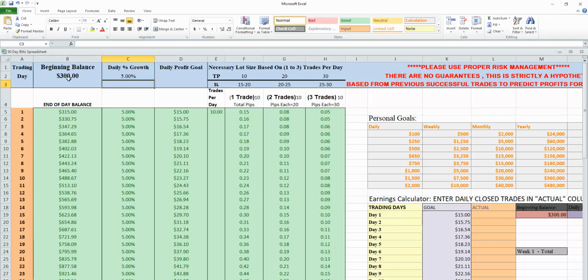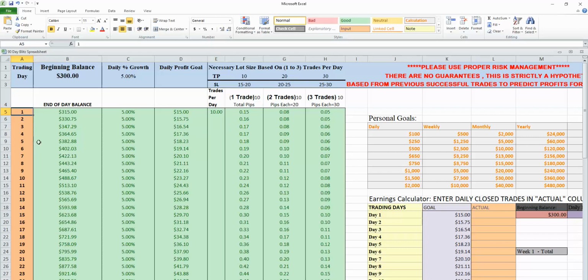What will happen is that these are the trading days. By day 1, you would have grown your account by about 15 pounds or dollars, as the case may be. You would have grown by 15 bucks, which means at the end of the day, you end up with that. By day 2, your account would have increased to that, by day 3, and so forth. That's basically how to understand this. This is day 1, like I say.